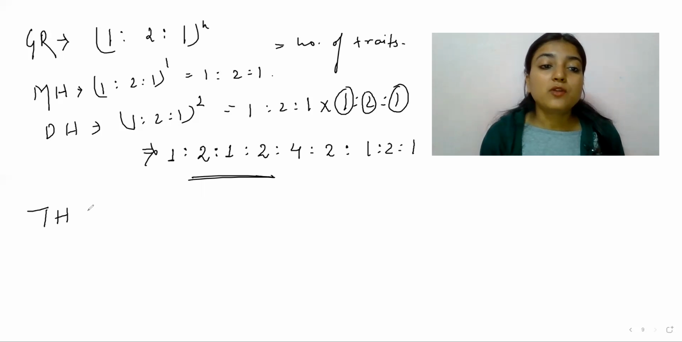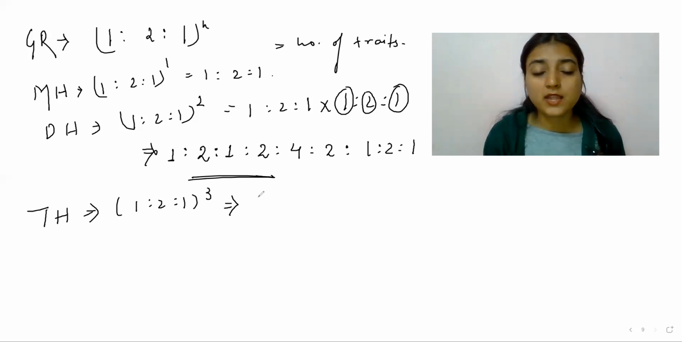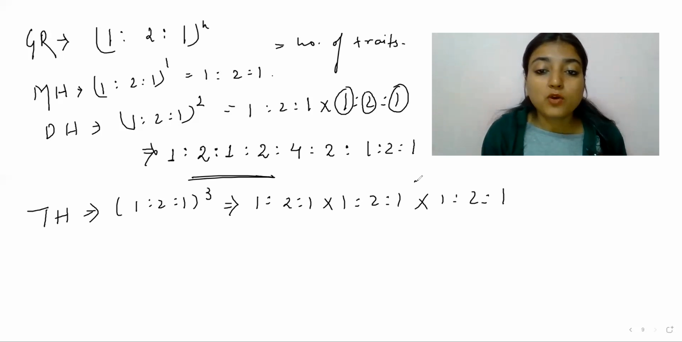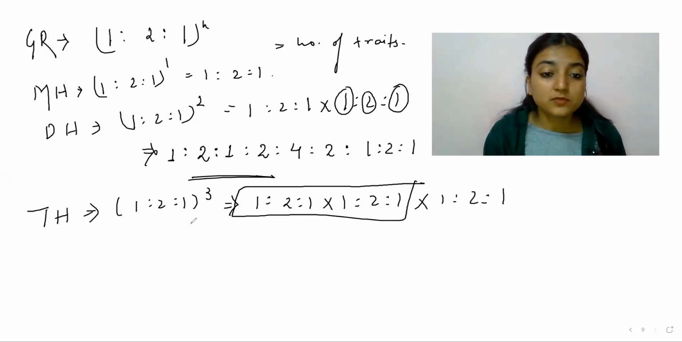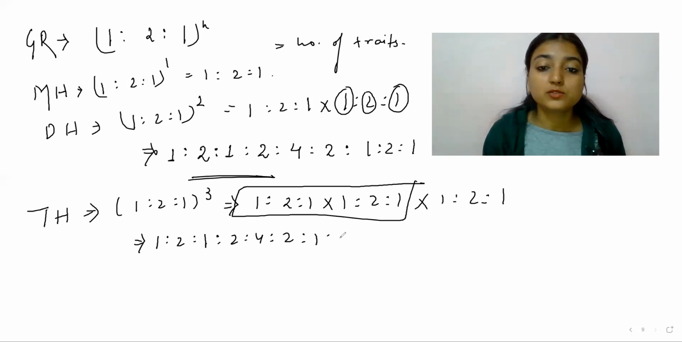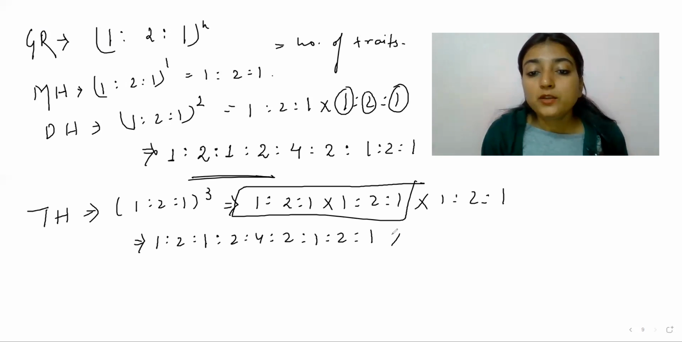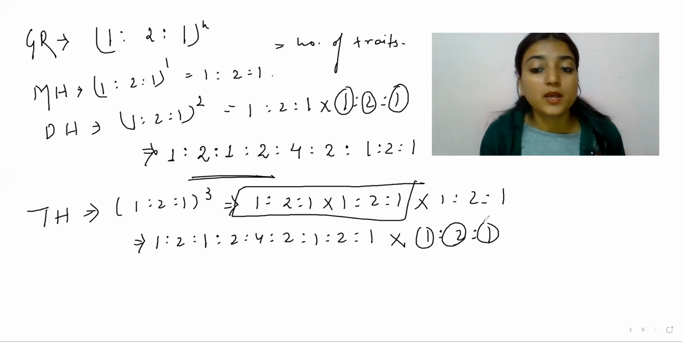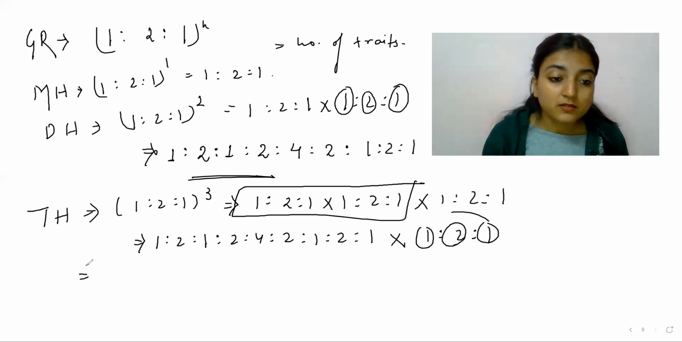Now, the trihybrid cross will have 1:2:1 to the power 3. That is, we have to multiply 1:2:1 into 1:2:1 into 1:2:1. Fine. We have already calculated this in the dihybrid cross, so we will write over here 1:2:1 into 2:4:8 wait, 1:2:1:2:4:2:1:2:1, into 1:2:1. So now 1 with all the numbers will be multiplied, with 2 again all the numbers, and with 1 again all the numbers. So let us do it fast.